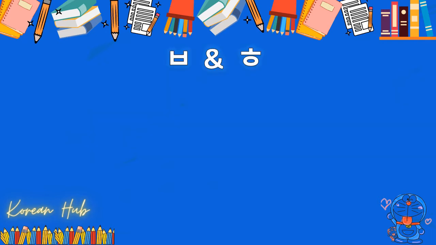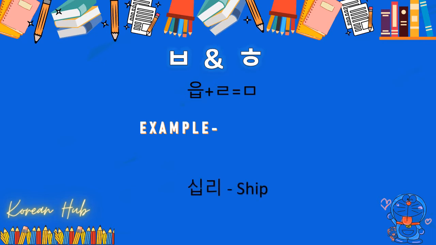The next consonants with which we will perform consonant assimilation are Bu consonant and Miyum consonant. When Bu consonant from the last place of the first character combines with Liyo consonant from the first place of the next character, then the combination produces Mu sound. For example, 심리.